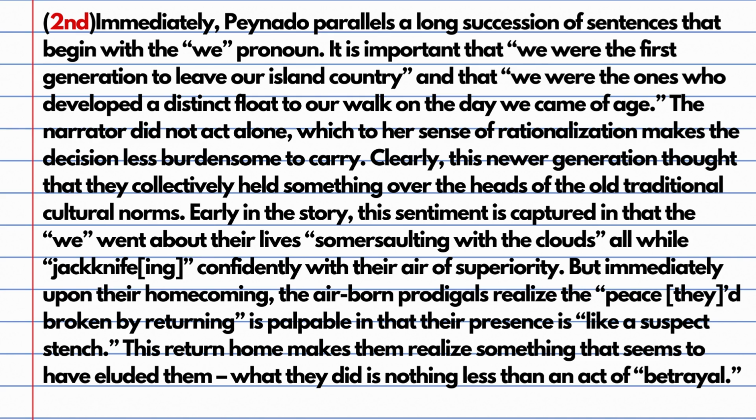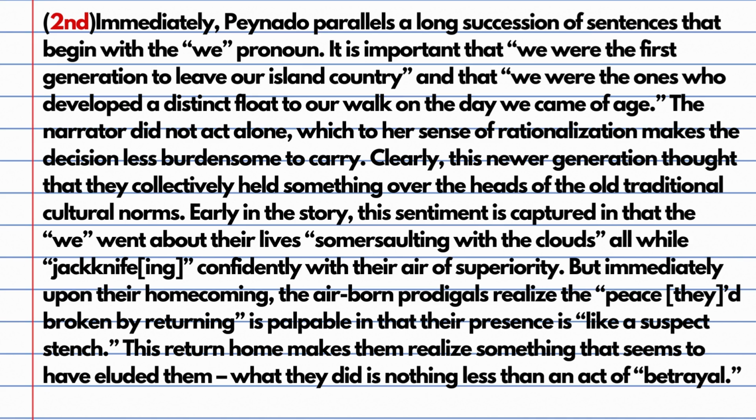This return home makes them realize something that seems to have eluded them. What they did is nothing less than an act of betrayal. Cool. I got syntax quotes and or paraphrases. I have dichotomy quotes and or paraphrases, and by virtue of the second premise, I immediately get diction out of the way because I'm quoting and I'm paraphrasing. I'm analyzing the language. I quote, I analyze. So diction. I promised you 3 things in the first premise. Check, check, check. I did it all. But we still are not done.